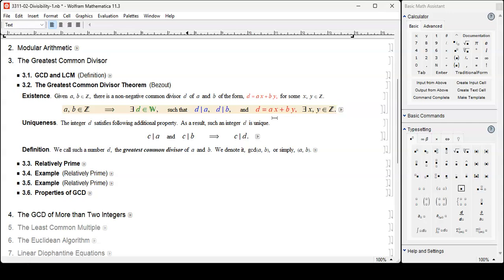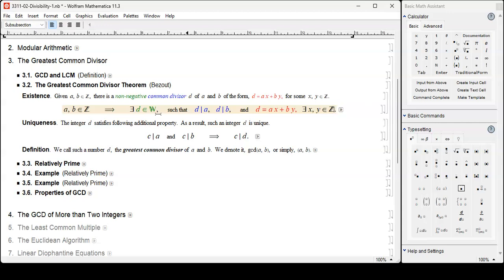Let's finally begin Bezout's theorem. Enough preparation. Okay, given a pair of integers A and B, there is a non-negative common divisor D. So non-negative, that means this green, and common divisor, that's blue: D divides A and D divides B. So the non-negative common divisor D of A and B of the form, now the red, the linear combination expression, or Bezout expression, named after the French mathematician Bezout, D is AX plus BY.